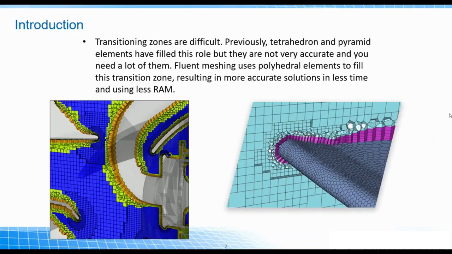So one of those difficult areas is the transition zone. This is the zone between your boundary layer and your volume fill. Traditionally, this has been filled with either tetrahedral or pyramid elements. Those elements work, but they're not always the most accurate type of element to put in there, and they require a high cell count. The polyhedral elements that Fluent meshing offers are much larger than those elements, so they reduce the cell count of your entire mesh, and they have also been shown to be as accurate, if not sometimes more accurate, than the traditional tet or pyramid transition zones.